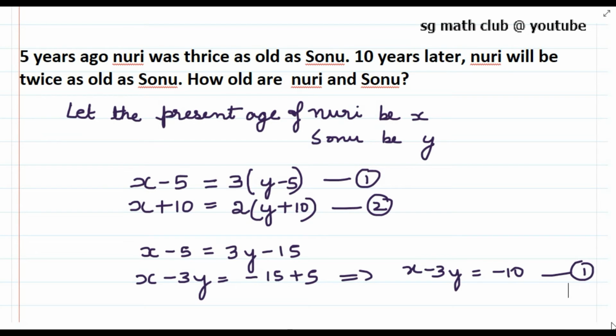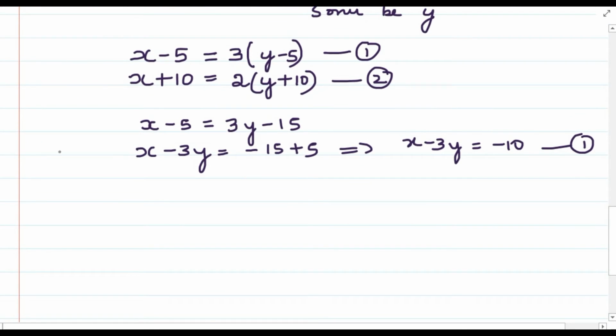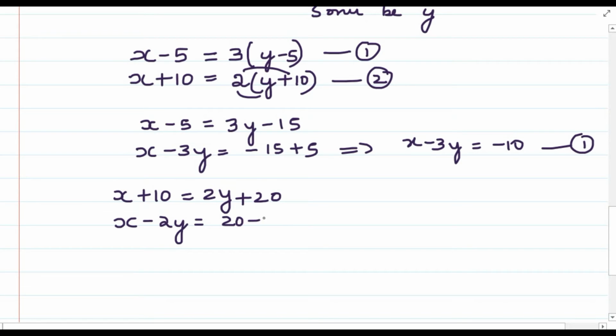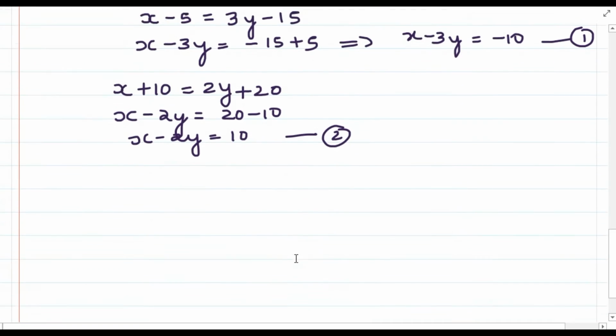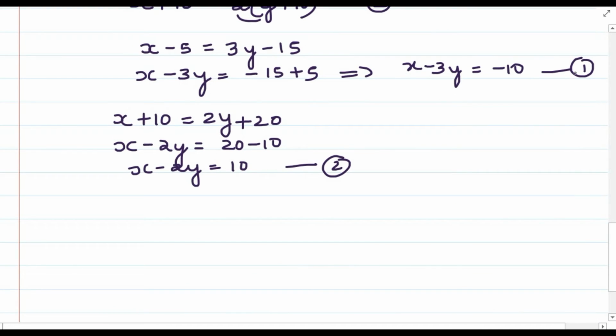Now we will frame the second equation. So the second equation is X plus 10 equal to, open this bracket, 2Y plus 20. X minus 2Y equal to 20 minus 10. X minus 2Y equal to 10. Let this be equation number 2. Since we already have equations 1 and 2, we can give these as 3 and 4. Now we will solve 3 and 4.